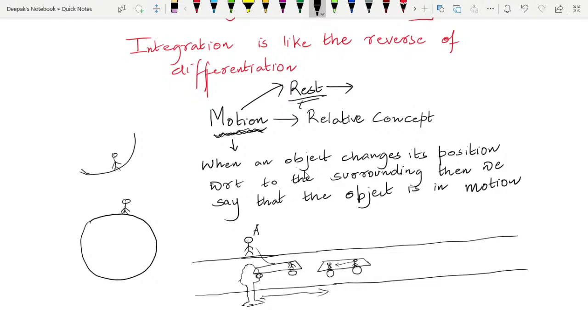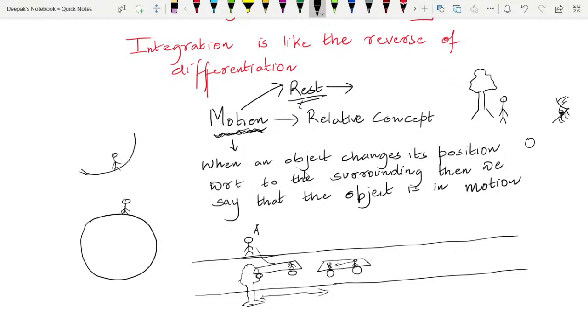Suppose a tree is here and another person is here, and you are watching from somewhere. If you see that the person is always here, and the tree is also always there, and the gap between them is always the same, then you will conclude that the person is at rest. That means the person is not moving, right?